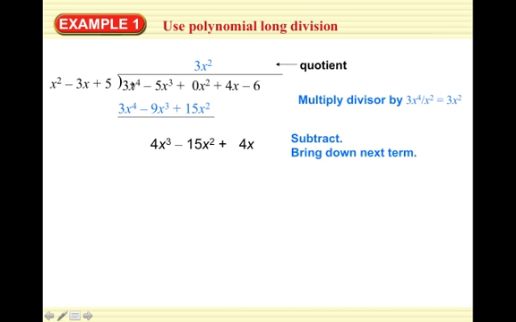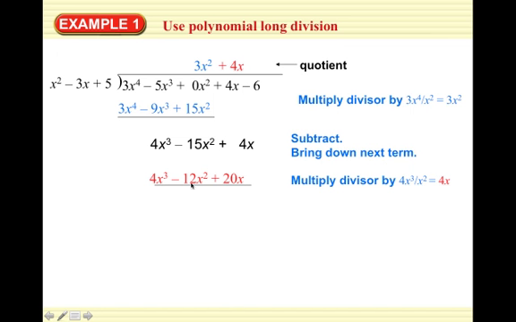Then we repeat this process. We're going to look at the leading term here, the 4x cubed, and we're going to divide that by x squared, and that's going to give us our next term in our quotient. Okay, so 4x cubed divided by x squared is 4x, and so we're going to write that up here, and then we're going to multiply it by x squared minus 3x plus 5. So we've got a plus 4x, we wrote that, and now we're going to multiply the divisor by the plus 4x. So 4x times x squared gives us 4x cubed.